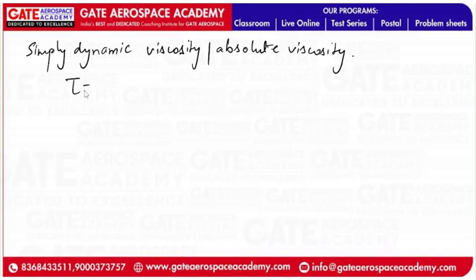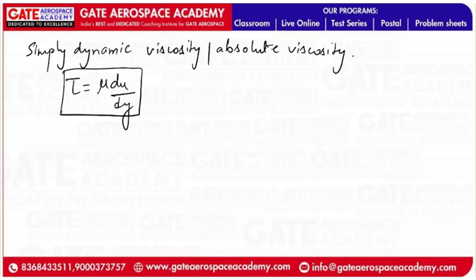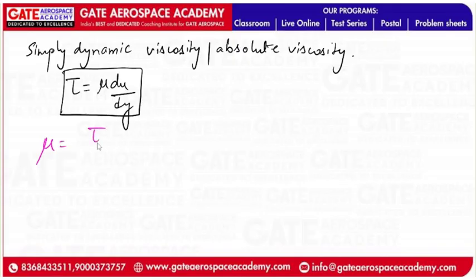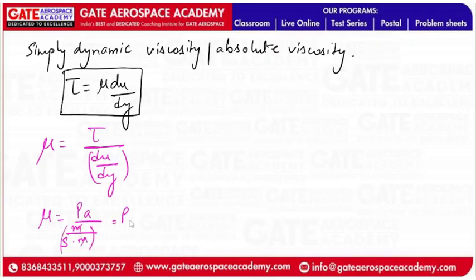So, what we have obtained up till now is tau equals mu du over dy. This is the Newton's law of viscosity formulation. From here we can define a new term, which is mu equals tau over du over dy. Now, what is the unit first of all? Let us talk about the units. Tau's unit is Pascal, because it is Newton per meter square, and du is in meters per second, and dy is in meters, which cancels. So, this becomes Pascal second. This is the SI unit of coefficient of viscosity.